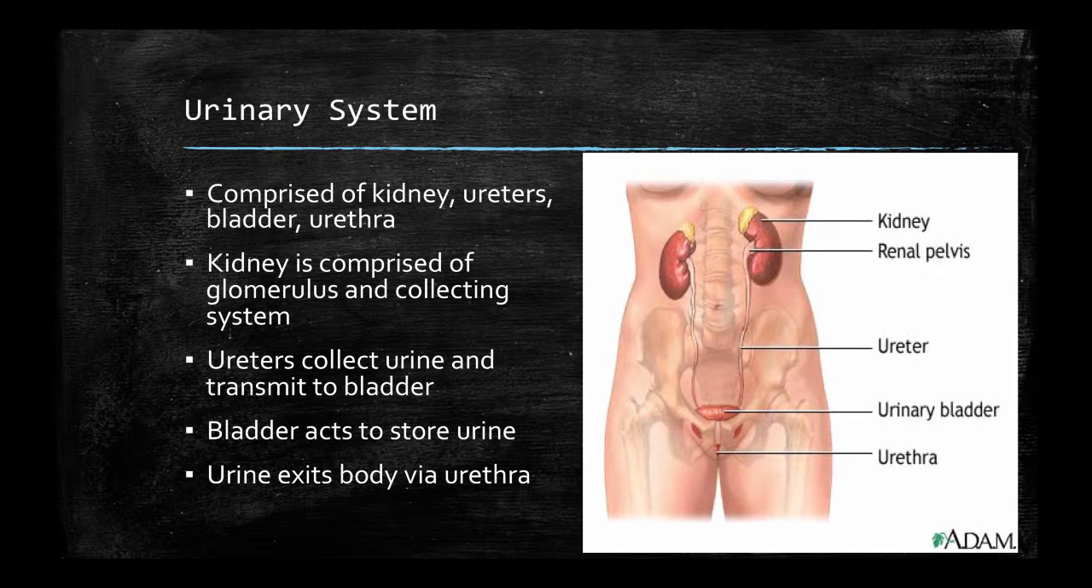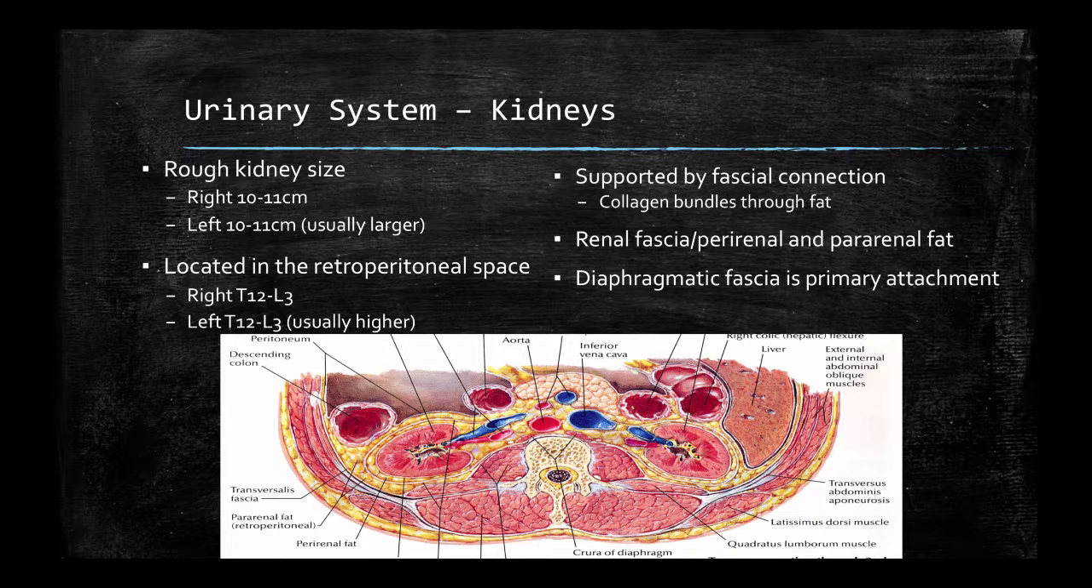So the urinary system is comprised of the kidney, ureters, bladder, and urethra. The kidney has a glomerulus and collecting system, and the urine then flows into the ureters that collect the urine and transmit it to the bladder, which stores the urine, and then the urine exits through the urethra out of the body. And the kidneys regulate the excretion of water and solutes and also are involved in the control of blood pressure and production of red blood cells. But more importantly, focusing on the anatomy, which will be helpful in the osteopathic treatment considerations.